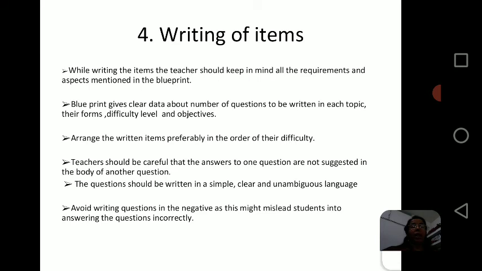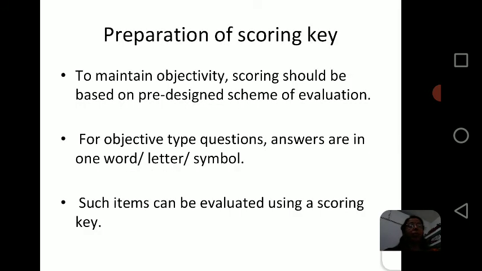Avoid negative questions or double meaning words, etc., because the students are there to evaluate the teacher while preparing the questions. Okay, this is the step of writing of items. Questions are called items. The technical term is item. But you prepare the items according to the blueprint.